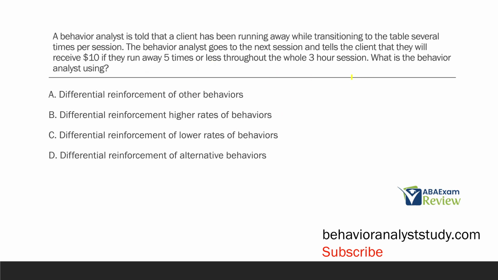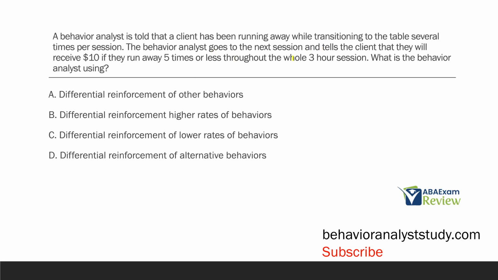With differential reinforcement, always start by asking yourself, am I teaching a new behavior? If you're not teaching a new behavior or a replacement behavior, you can eliminate DRAs and DRIs, alternative and incompatibles. Those teach replacement behaviors. So here, D, differential reinforcement of alternative behaviors, is out. We're not teaching a new behavior. We're just trying to reduce the behavior that already exists.